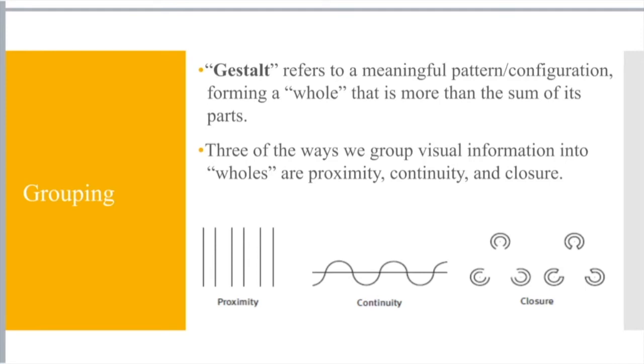So proximity here on the left, all of these lines are close together, so we group them, right? We usually don't see 6 individual lines, right? We see that as a group of lines. Continuity, that kind of squiggly line, right? We don't see it like here's a part, here's a part, here's a part, here's a part, right? We see it as one continuous line with a straight line through it. And then lastly, looking at closure here, we see those triangles even though there's no background outlining them.